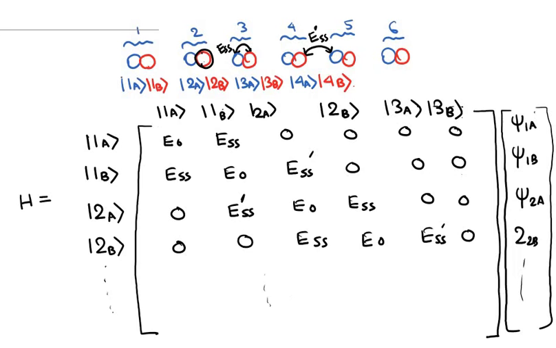So E psi 2a, so E is the eigenenergy, equals to... let me go to the previous page. Let me just note down the equation from here. So ESS times psi 1b, E0 times psi 2a, and ESS times psi 2b. Okay, so let me write it here.